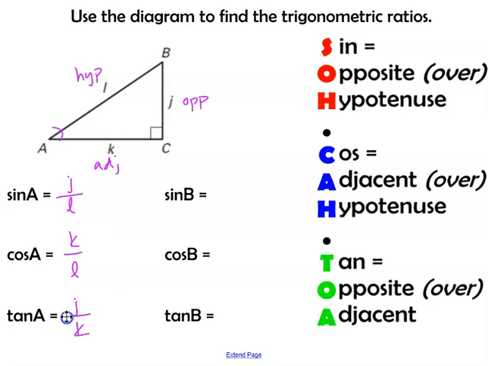Now I want you to try to pause, label your diagram from the perspective of angle B, try to write these trigonometric ratios, and then check back with me when you're finished. So when you go from the perspective of angle B, you should have labeled K as the opposite side. L is still the hypotenuse because it's still opposite from the right angle, and J is the adjacent side. So when you find the sine of angle B, it should be K over L. The cosine of angle B is J over L, and the tangent of B is K over J.